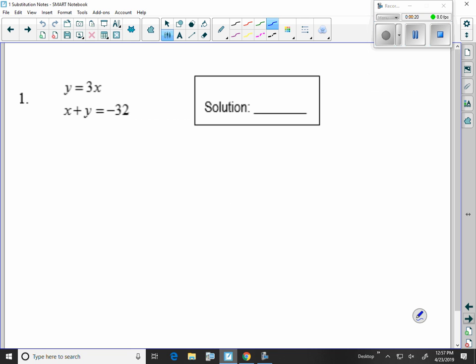Write the equations side by side. So we are going to write the equations right beside each other, and you will see in a little bit why that's an important step. It makes your life a lot easier.